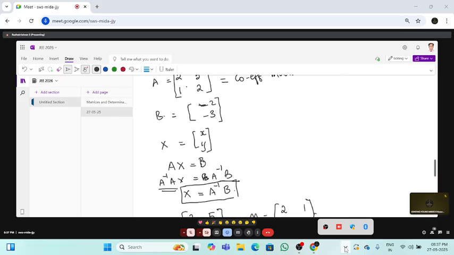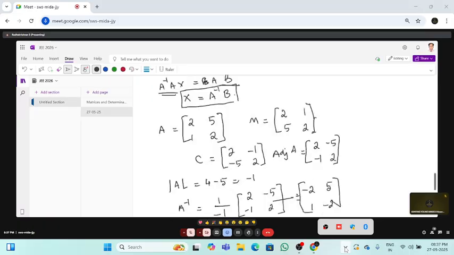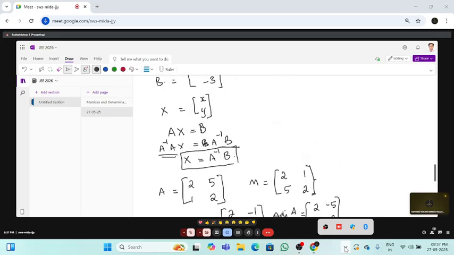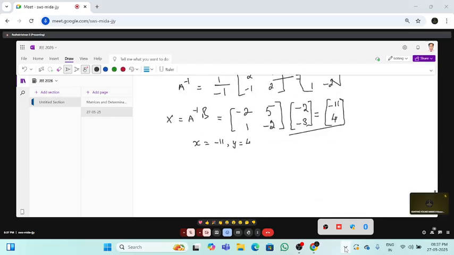And the other one is x plus 2y, -11 plus 2 into 4, 8. So that is -3, which is correct. That's what is given. So this is your answer. So this is the matrix inversion method. You take the coefficient matrix, do an inversion of that, and that A inverse into B is going to give you the X matrix.